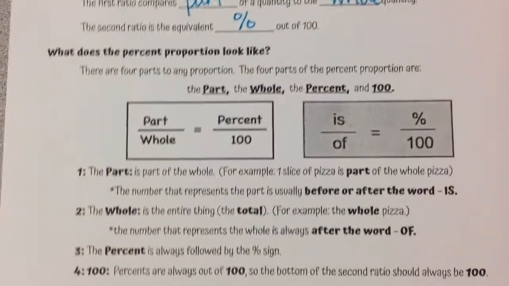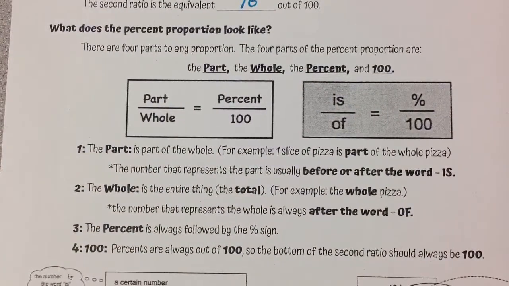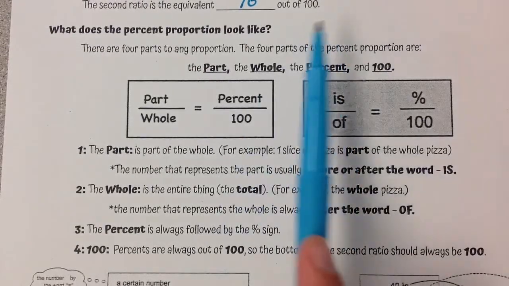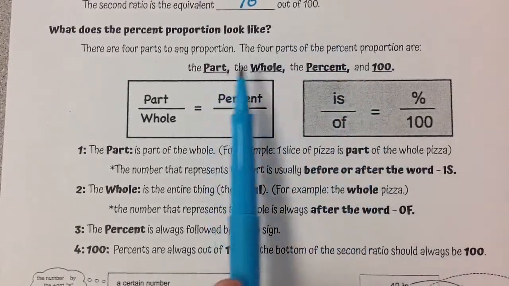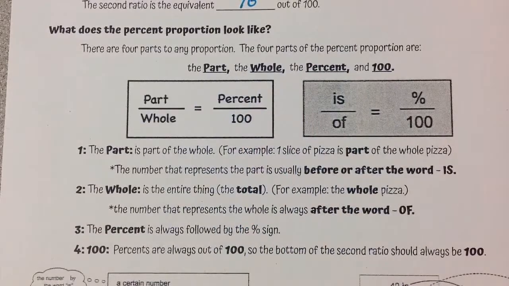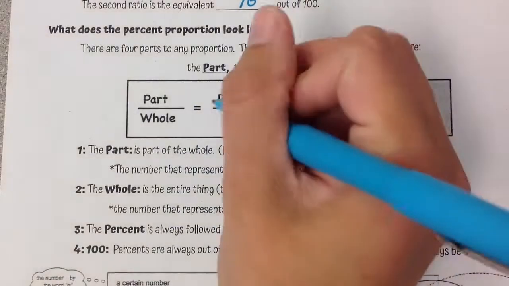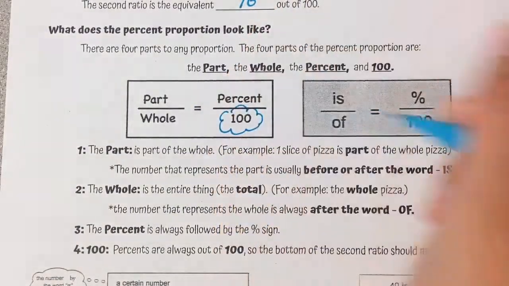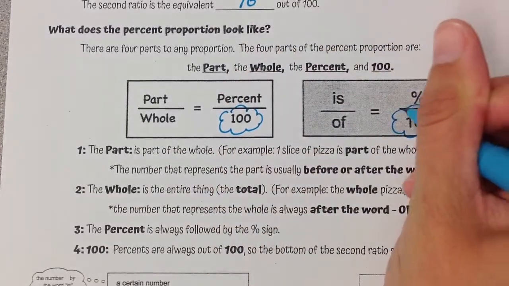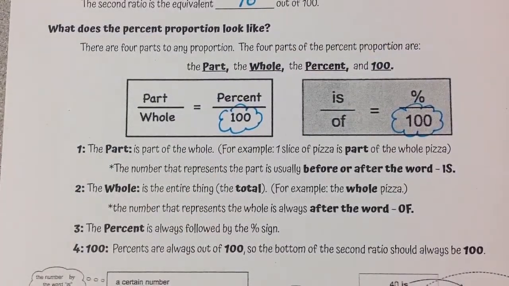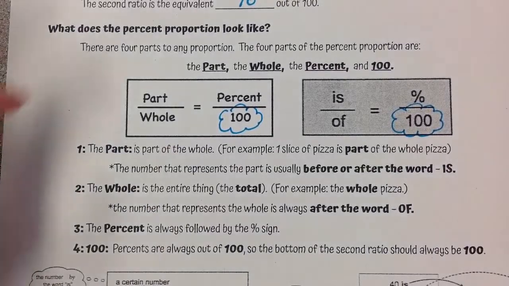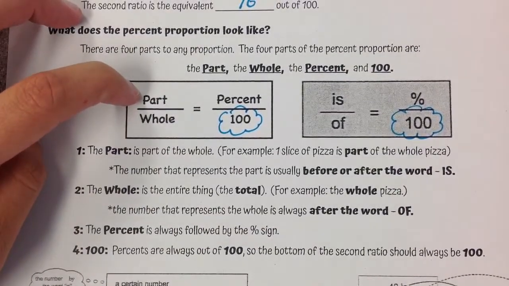So what does the percent proportion look like? We've got a couple examples and some explanations here. There are four parts: the part, the whole, the percent, and 100. You will notice that every single time we always have 100 at the bottom right because percent is always out of 100. So the part is part of the whole.